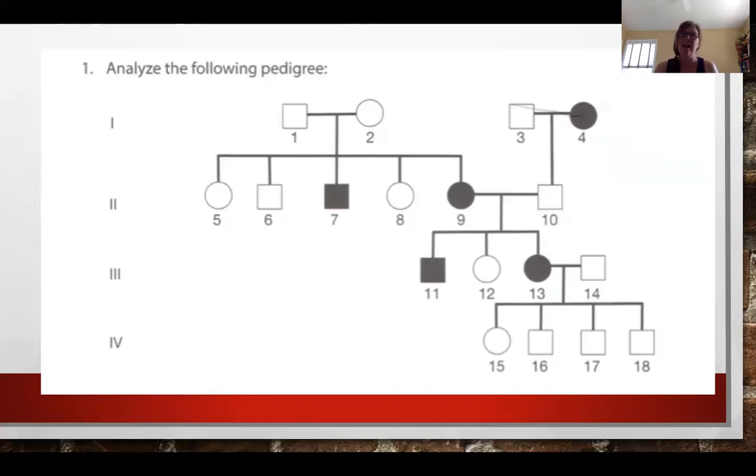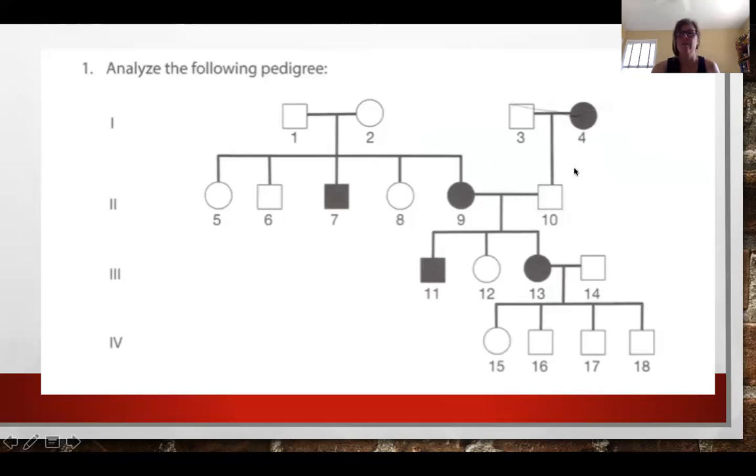Now, things that I look for when I look at a pedigree: for example, right here, both of these parents are normal, and yet they have 2 children that have it. Again, this cannot be a dominant disorder, because if this individual has it, one of the parents also has to have it. So I've just ruled out autosomal dominant.